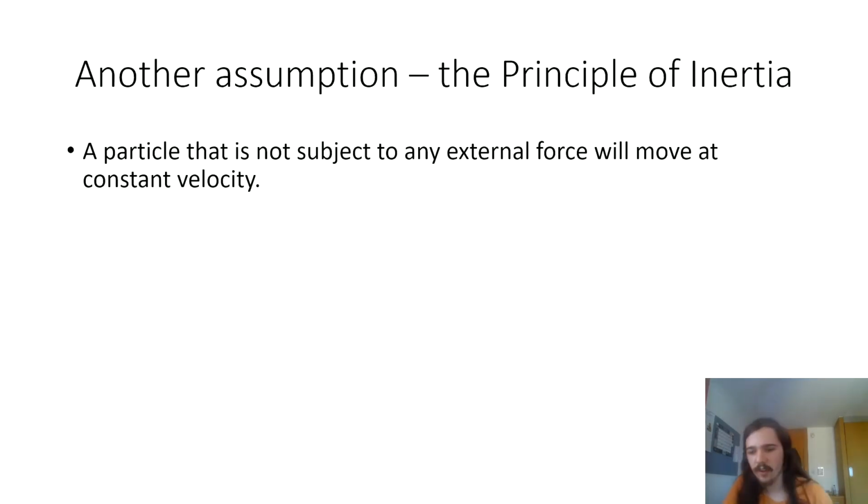We also have another assumption, because there are a couple of other assumptions that relativity uses, but ones that are not stated so clearly perhaps. Another assumption is the principle of inertia, which is that a particle that is not subject to any external force will move at a constant velocity. And this is true at least from the point of view of an observer who is themselves going at constant velocity.